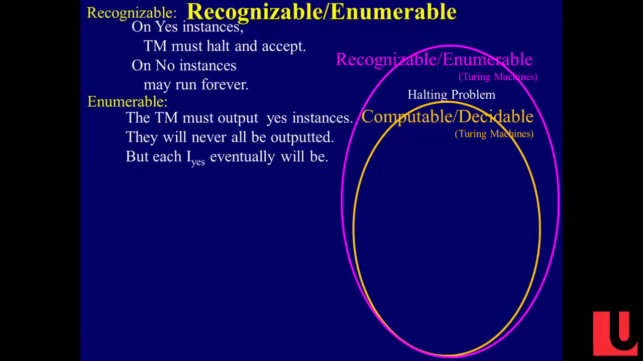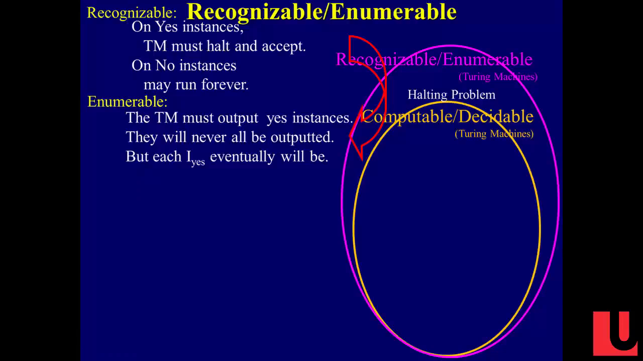All right? So you might note, I put it up here in the same color right next to each other. The reason I did that is because we're going to prove that if it's recognizable, it's enumerable, and if it's enumerable, it's recognizable. So first, think about how you prove that if it's recognizable, you can enumerate all the yes instances.